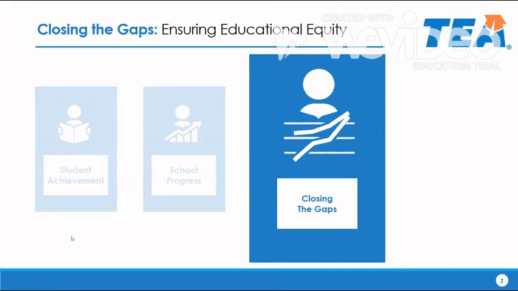So we'll start with a quick review. The new accountability system has 3 domains: student achievement, school progress, and closing the gaps. To calculate the overall grade, we'll take the better grade from the first 2 domains and combine that with the grade from the closing the gaps domain, which must be at least 30% of the overall grade.